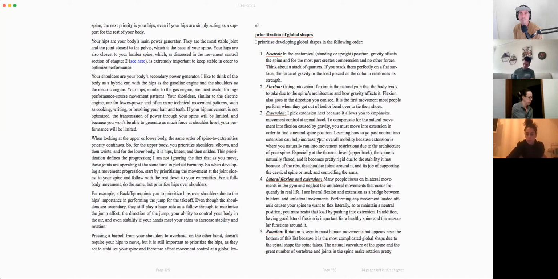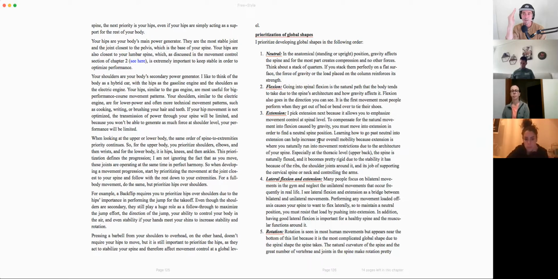When thinking about the movements within the global perspective of things, the first shape that we want to address is the neutral shape. That is just having a straight line from your head all the way to your toes. The second shape is the flexed shape. Flexed shape or flexion is simply bending forward. It's going from this neutral shape to this shape right here. The third shape is the extension, which is the opposite.